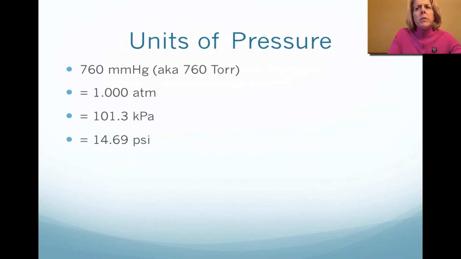Now, this is a little bit of a review. We've talked about the units of pressure. You're going to need to know how to convert between the different units. Notice that 760 millimeters of mercury is the same as 1 atmosphere, which is the same as 101.3 kilopascals, which also relates to the English measurement 14.69.